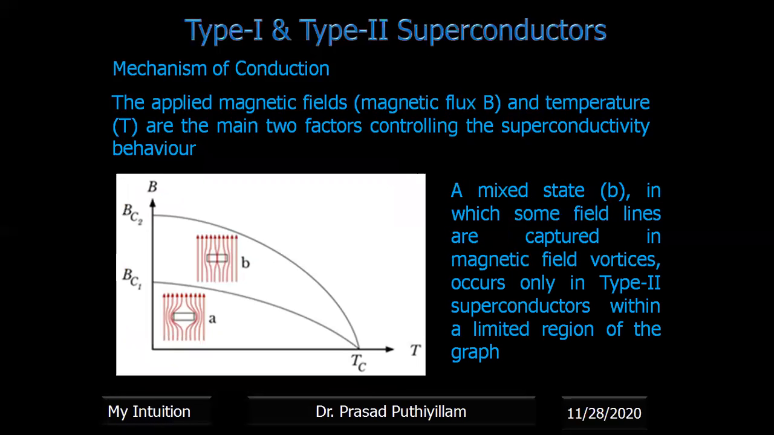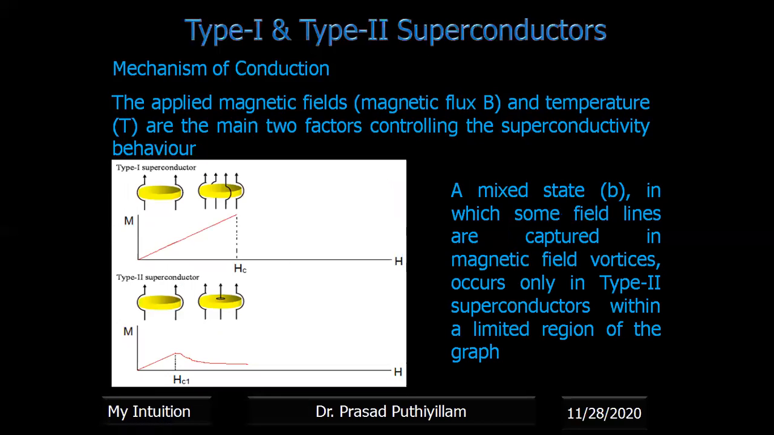If you increase the magnetic flux, we reach a stage known as B, in which type 1 loses its superconductivity, whereas type 2 continues. It captures some of the magnetic field in type 2 through its vortex or vortices. Only type 2 superconductors within this region have superconductivity.